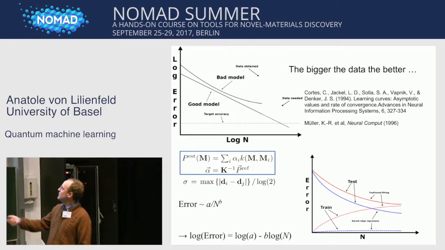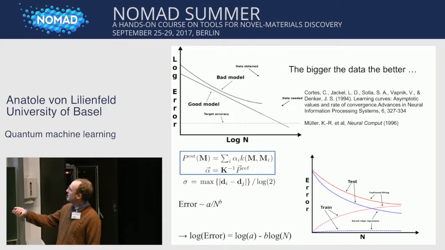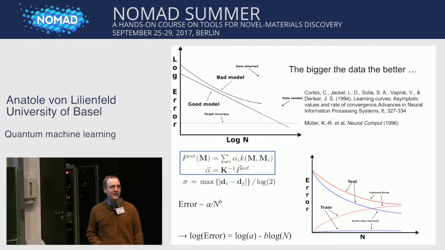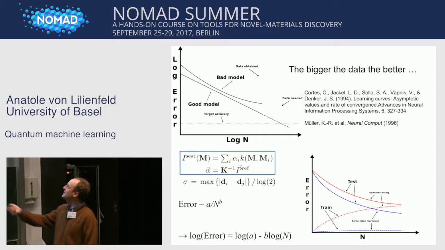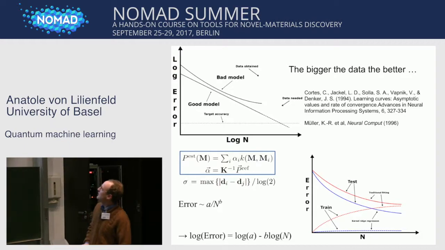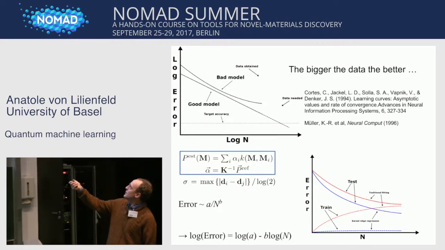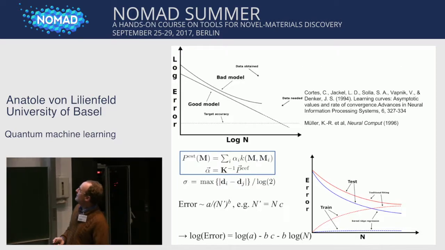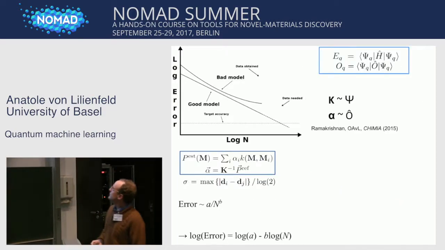And that means you should be plotting a log-log curve, and then you get a linear behavior of a good model. And a bad model will not have that behavior. And this is a very easy and convenient way also to compare different models. So this was already pointed out then and suggested that it should be used.